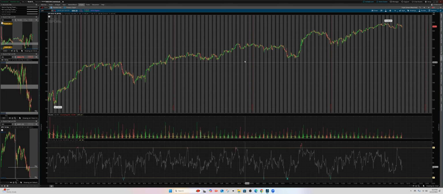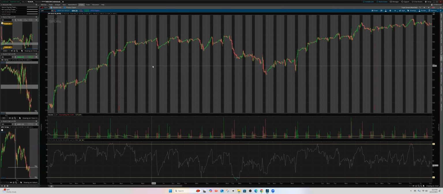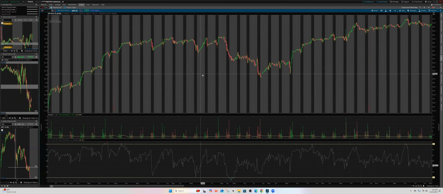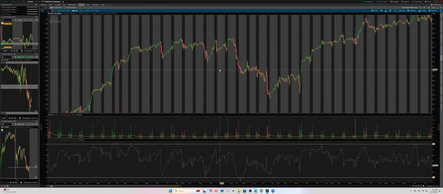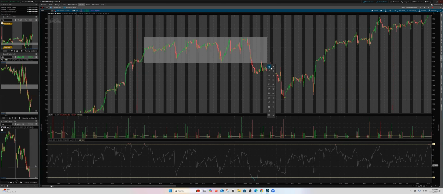It was a little bit more choppy, but I'm talking more of an hourly balance, not just on a per day basis. So I'm talking about something like this. Let me zoom in a bit. We're in multiple days of a balance like this, just sideways action. This is balance. This is trending action. This is balance.